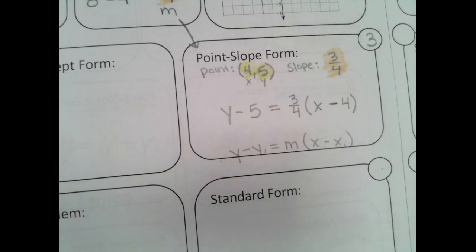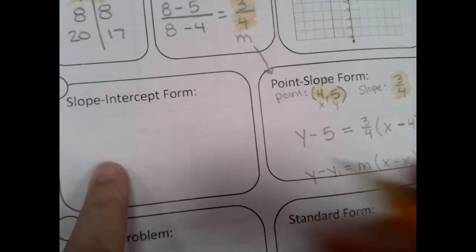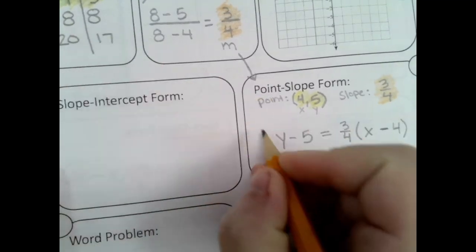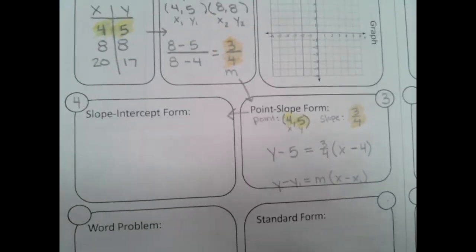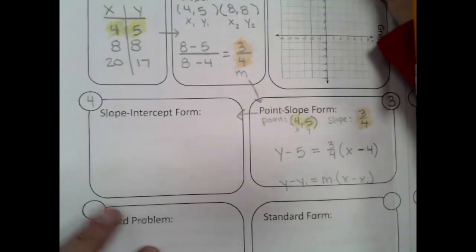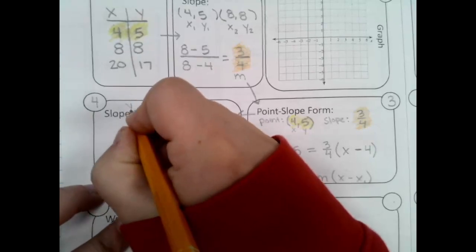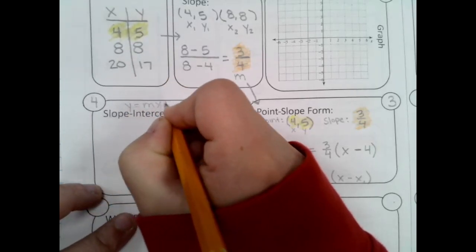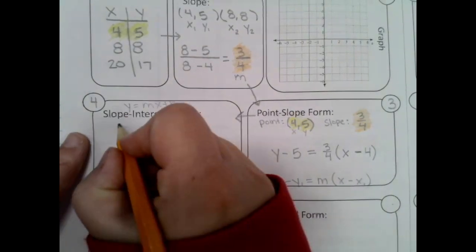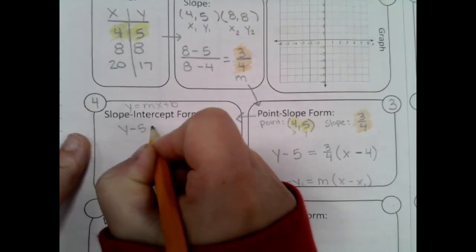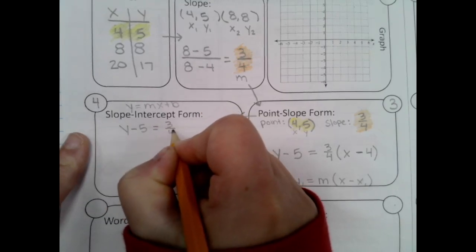Now we're on the notes from Friday. Alright, so when we go to slope-intercept form, this is going to be step number 4. I'm going to slide over. Slope-intercept form looks like what? Good. Y equals mx plus b. I'm going to start by writing out my point slope form equation at the top. Y minus 5 equals 3/4 times x minus 4.